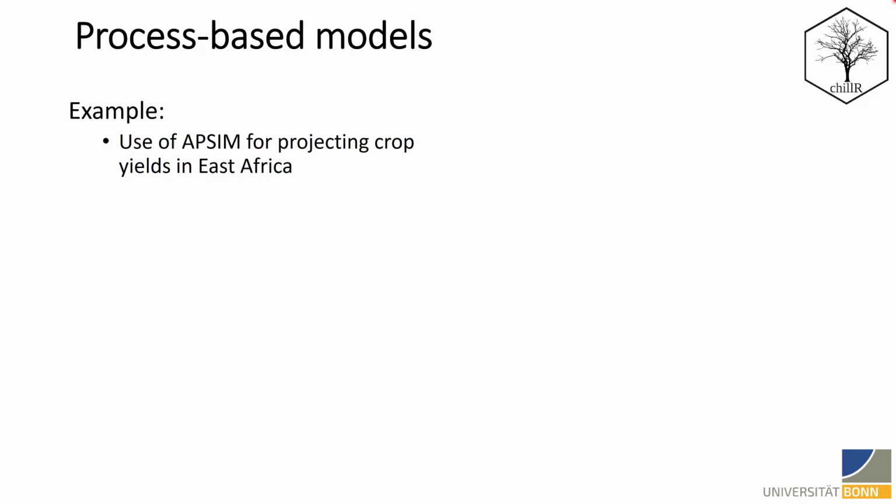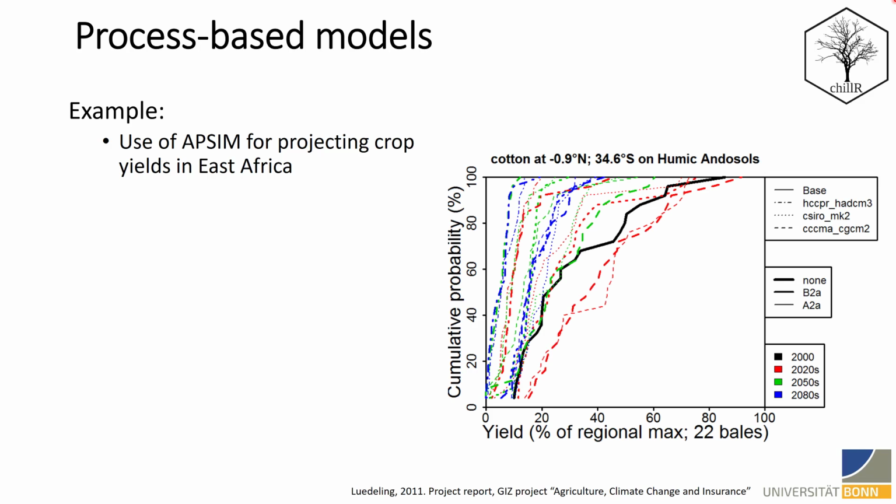Here's an example, again, from my own work. I once used the APSIM crop model for projecting crop yields in East Africa. And here it is. Basically, you see here a simulation for cotton production at a particular place in Africa on a humic andosol, so a soil type that occurs there. And we see here the cumulative probability of exceeding certain yield levels. In this case, expressed as the percentage of the regional maximum, for reasons that I'll get to in a second.